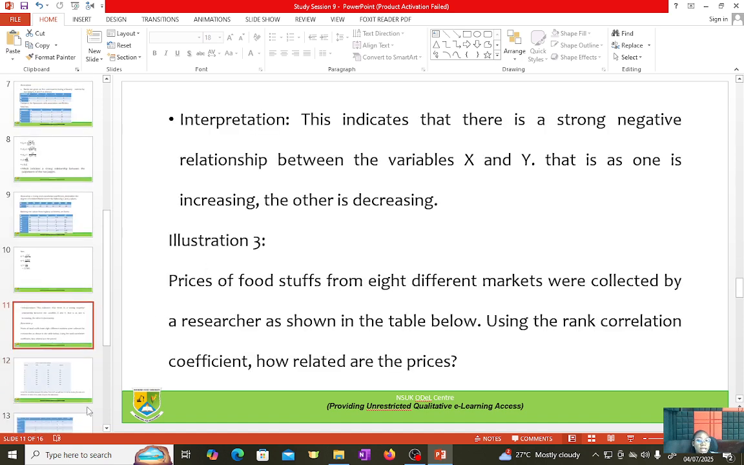So we conclude that there is a strong negative relationship between variables x and y. As we explained earlier, this means that as one variable is increasing, the other is decreasing.